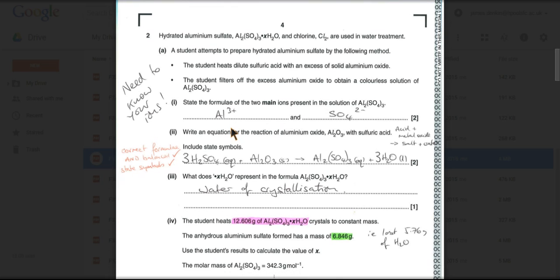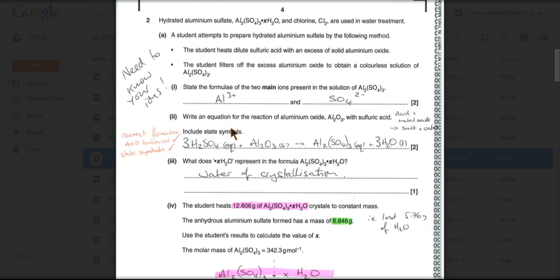Write an equation for the reaction of aluminium oxide with sulfuric acid. And again, hopefully you can make that out. Acid plus metal oxide makes salt and water. So that's your starting point. So sulfuric acid and aluminium oxide is going to make aluminium sulfate, and you were given that formula, and water, and it balances like I've shown there.